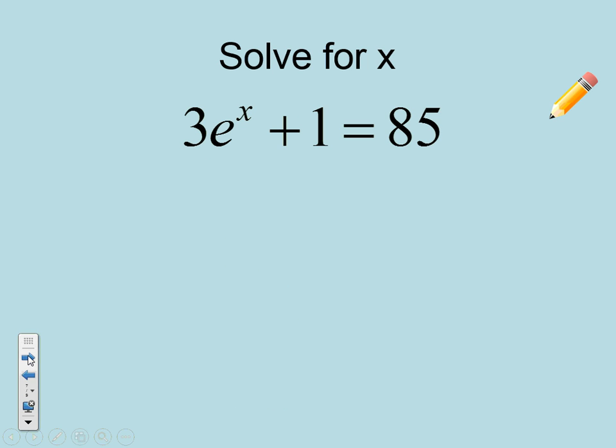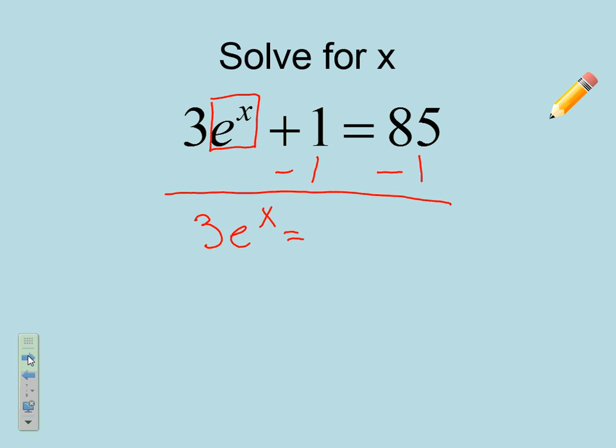All right, one more example. Here we go, last one. First thing, we have to get our base by itself. So first things first, we have to subtract 1. And we're going to get 3e to the x equals 84. Now we're going to divide both sides by 3. We're going to get e to the x equals 28.